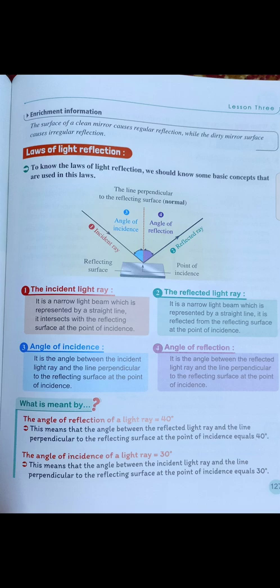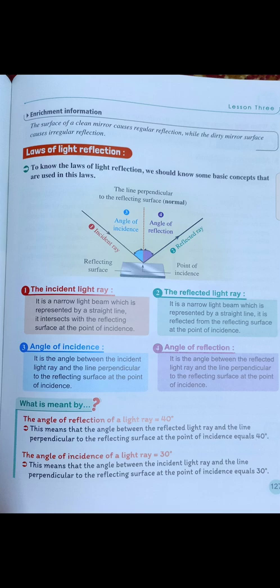Okay, so when the light ray falls on the reflecting surface, it will return back, but the falling ray we will call the incident ray, and it will fall on a reflecting surface and it will be reflected. So this reflection we will call the reflected ray. Okay, so the ray falling on the reflecting surface is the incident ray, and the reflected one is called the reflected ray.